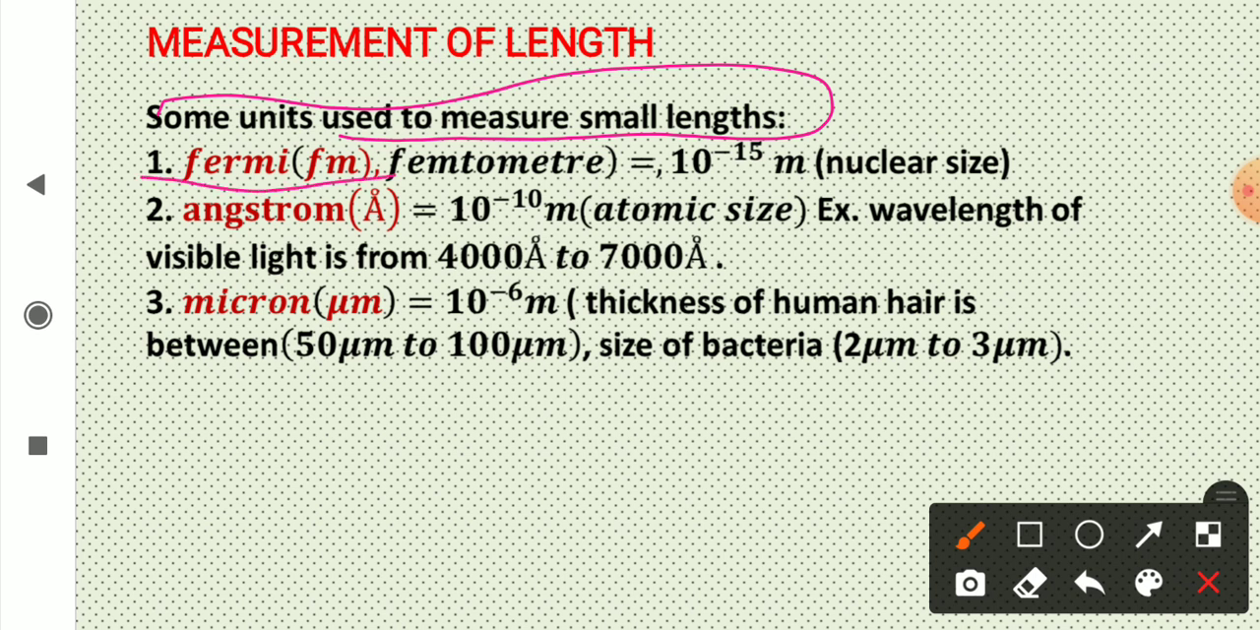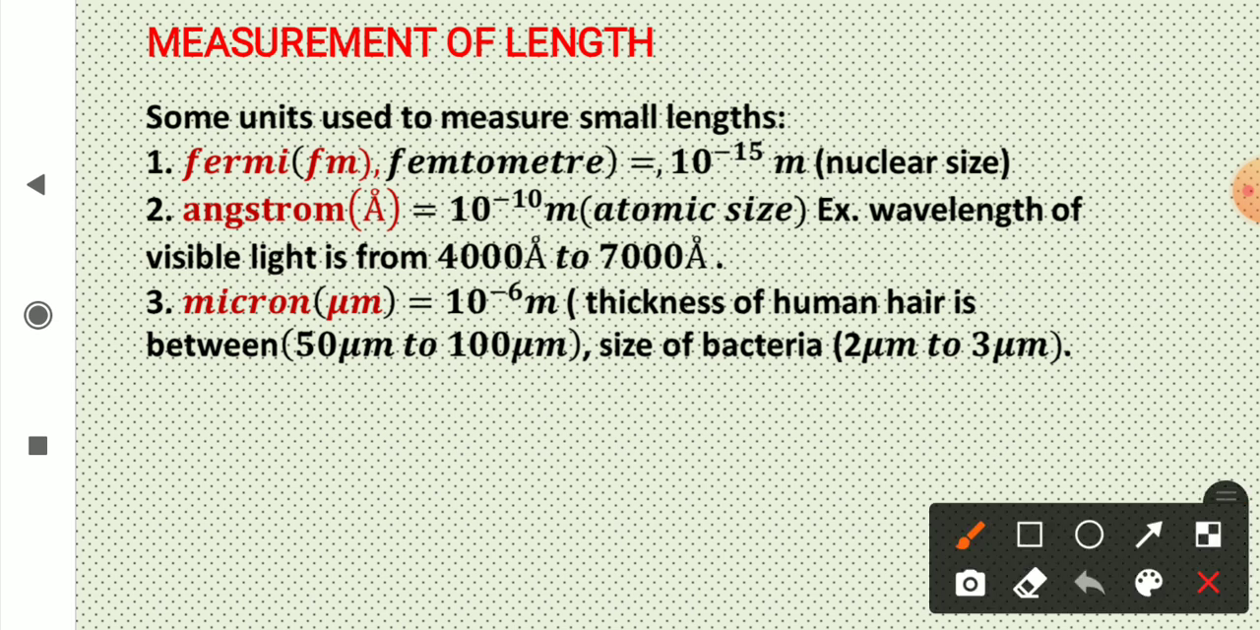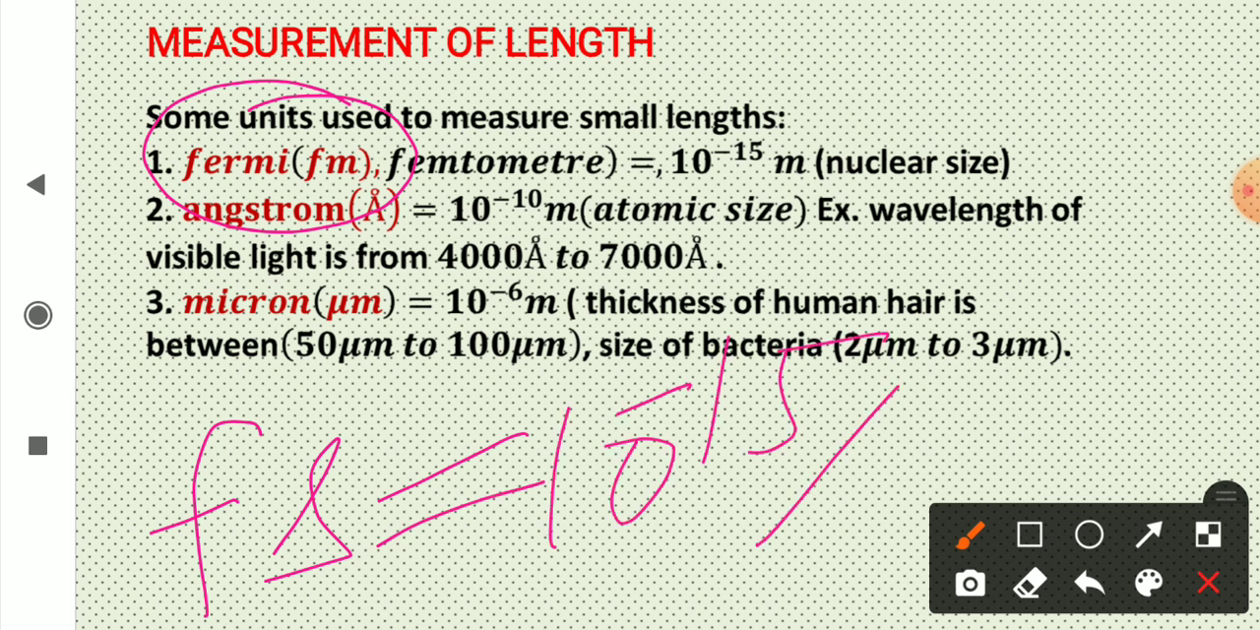So starting with Fermi, represented by Fm, and it is equal to femtometer, 10 raised to the power minus 15 meter, and it is approximate size of a nuclear size. And if we say Fermi, then we are talking about length only. Like if I write femtosecond, Fs, then it will be 10 to the power minus 15 second. But it will not be called Fermi second. Fermi means length only, that is femtometer.